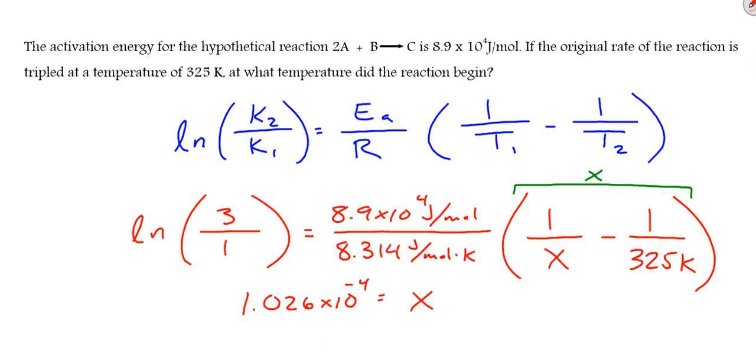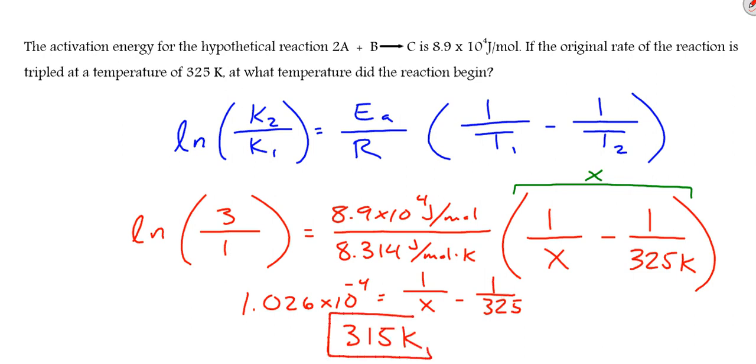So this is my initial relationship. I took natural log of 3 over 1. I divided by 8.9 times 10 to the 4th, multiplied by 8.314, and I got that to equal X. Ultimately, that is going to be this. So you add 1 divided by 325 to the other side. That will equal 1 over x, and because x is on the bottom, you take the inverse, and ultimately you would find the temperature of 315 Kelvin.